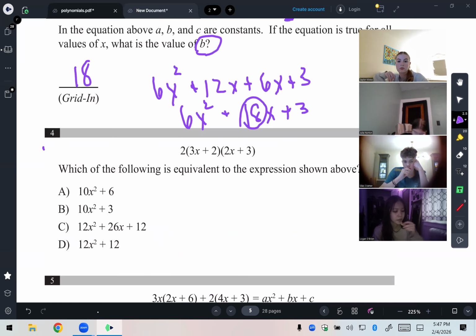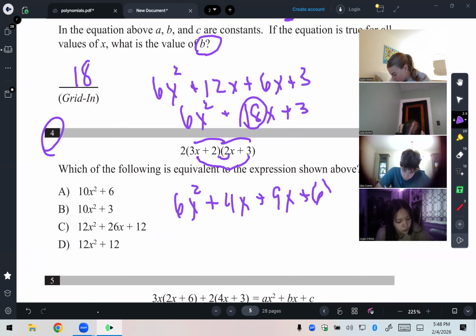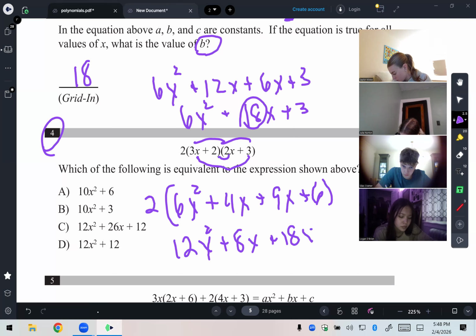Number 4. Which of the following is equivalent to the expression shown above? So first, let's FOIL this inner part. And we'll get 6x squared plus 4x plus 9x plus 6. Then we have to multiply it all by 2. So that'll give us 12x squared plus 8x plus 18. You could combine those like terms first, right? The 4x and the 9x. So that's 13x then. And then you multiply it by 2.